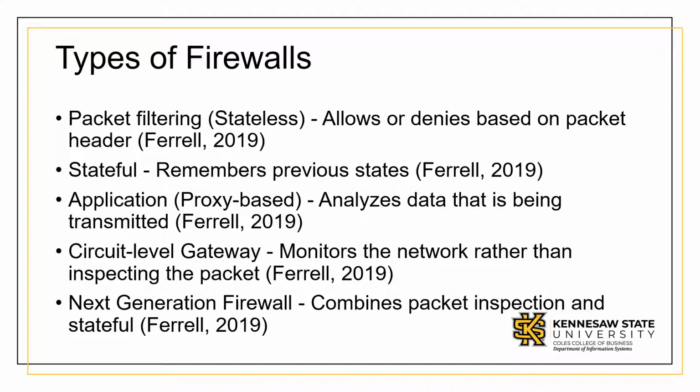Next is a circuit-level gateway firewall. This type of firewall monitors the network to determine if the packet is trustworthy. It's only monitoring the network. It does not actually inspect the packet for itself, but monitors its surroundings to see if it thinks that it's a trustworthy packet. Then there's a next generation firewall. This type of firewall combines packet inspection, deep packet inspection, and stateful inspection. A deep packet inspection means that the firewall is looking at the contents of the packet as well as the header, and by combining all of these, it can be a more secure firewall.